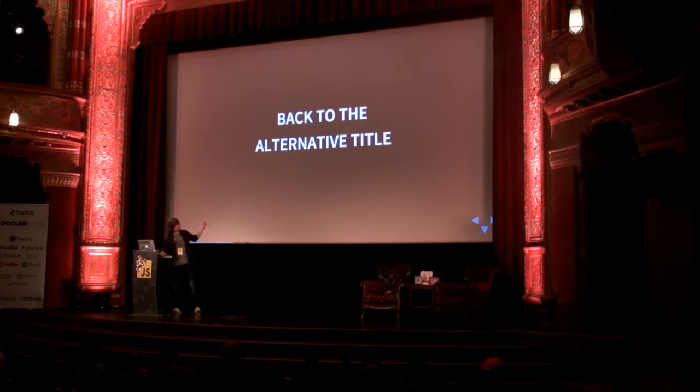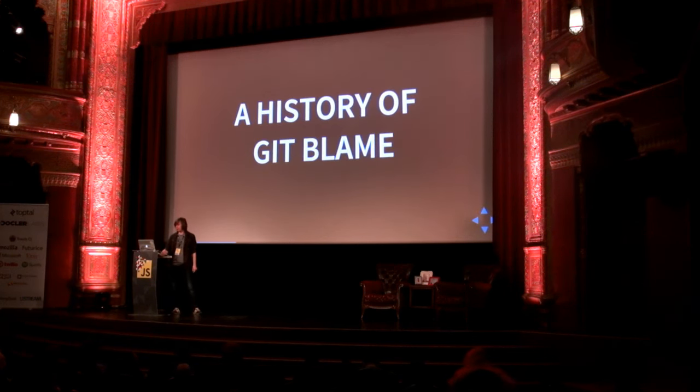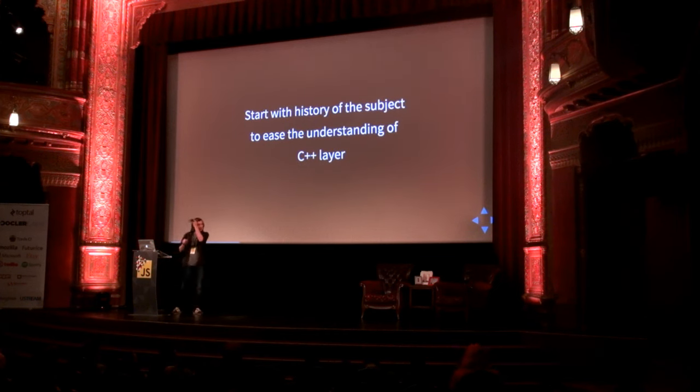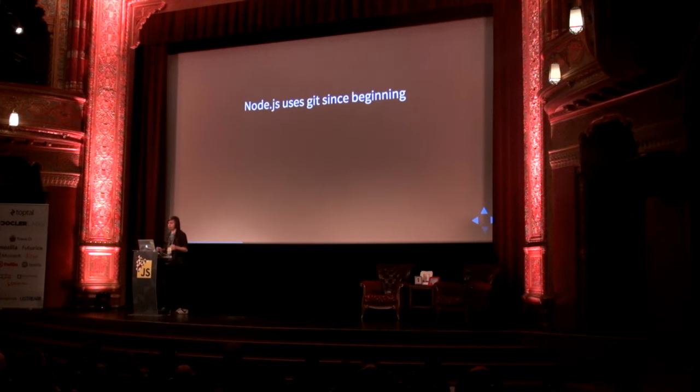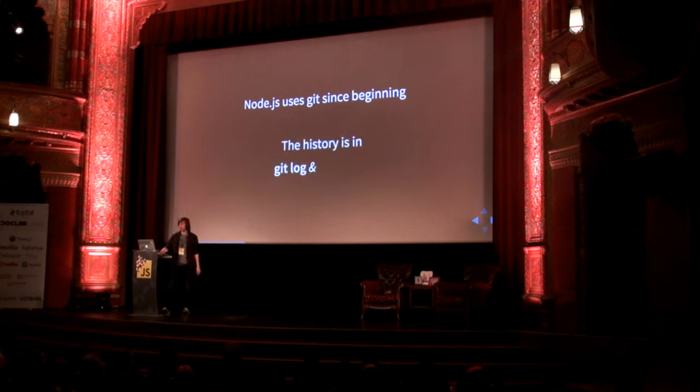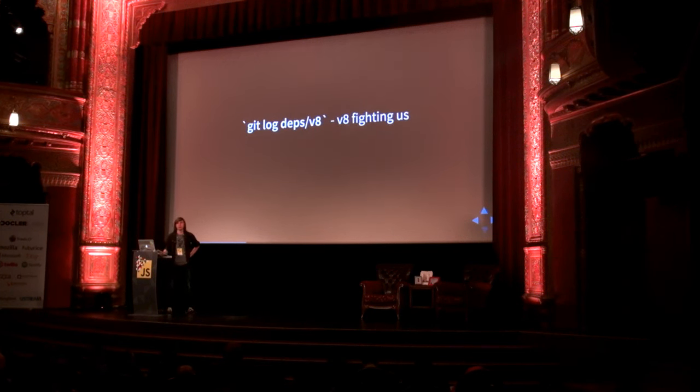Coming back to the alternative title, History of Git Blame, I would like to suggest learning a subject by learning its history. Luckily, Node.js has been using Git since its beginning, so the history of everything that we have ever done with C++ is in the output of git log and git blame. In particular, if you look at the output of git log deps v8, you will see the history of V8 fighting us, and in git log src, the history of us fighting V8.